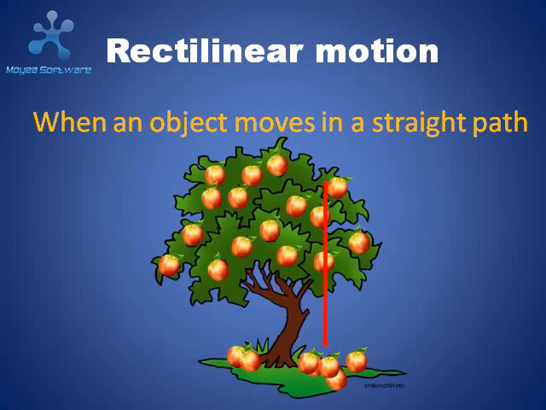Let's take another example. Have you seen any fruit-bearing trees near your house? If yes, you might have also seen the fruits falling from the top of the tree. Now, see here. Here is an apple tree. The apple is falling from the top of the tree. Now, observe the path of the apple. It is moving in a straight or rectilinear path. Hence, we can say that the apple is in rectilinear motion.